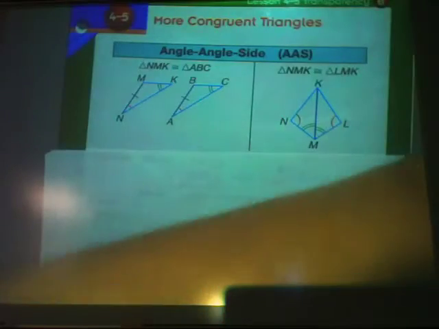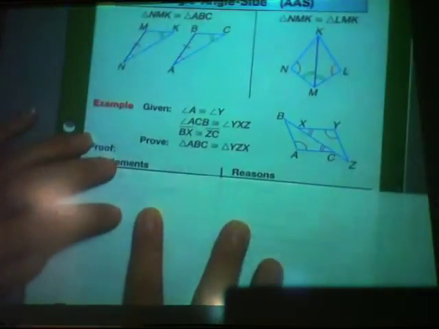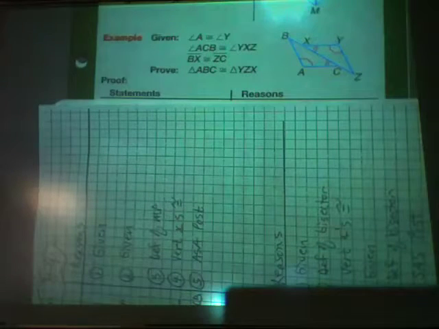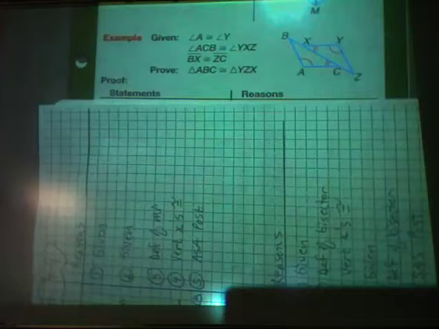Then I want you to write this down. So we're going to look at a proof. Write down the picture, given, the proof statement, and your statement and reasons columns.